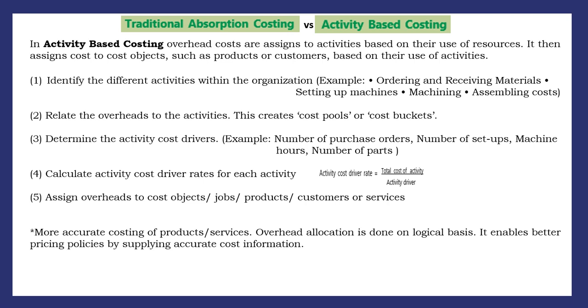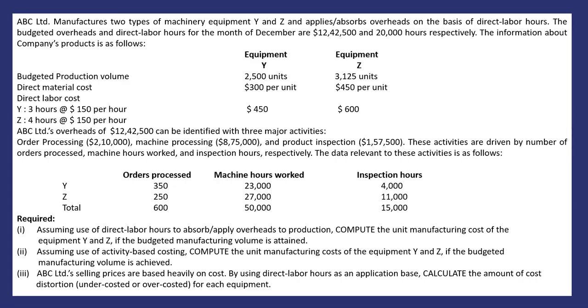And this activity based costing system is considered to give a more accurate cost of the product, and this overhead allocation is done on a logical basis. It enables better pricing policies by supplying accurate cost information. And let us see one practical problem, how to calculate the allocation cost of the product, especially direct and indirect cost, overhead cost, under both the methods of absorption costing versus activity based costing system.